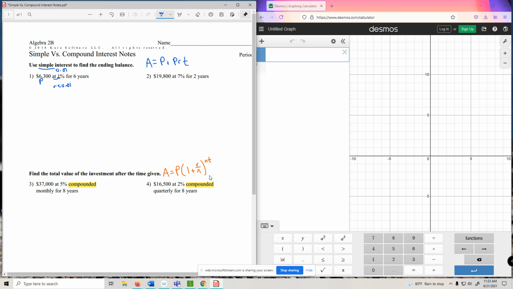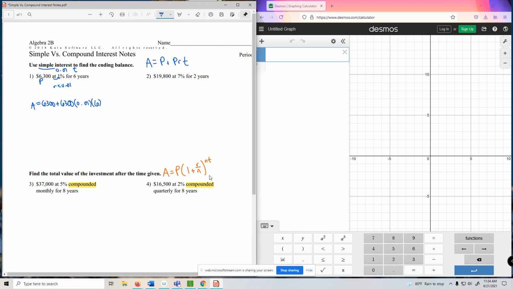My handwriting's bad today. And then T is your number of years. So for number 1, T is 6. So I like to write my formula out with everything plugged in. It's going to be P is 6,300 plus P again, 6,300 times my rate, 0.01 times the time, which is 6.